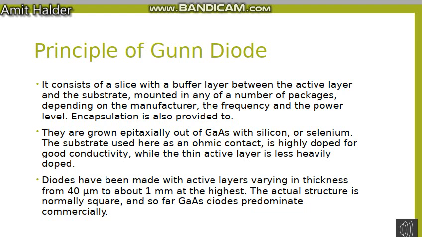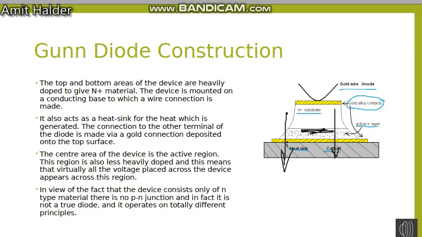So there is an ohmic contact where the voltage has been injected, which is highly doped for good conductivity, while the thin active layer is less heavily doped. Diodes have been made with active layers varying in thickness from 40 micrometers to about 1 millimeter at the highest. The actual structure is normally square, and so far gallium arsenide diodes predominate commercially. So it is a Gunn diode construction.